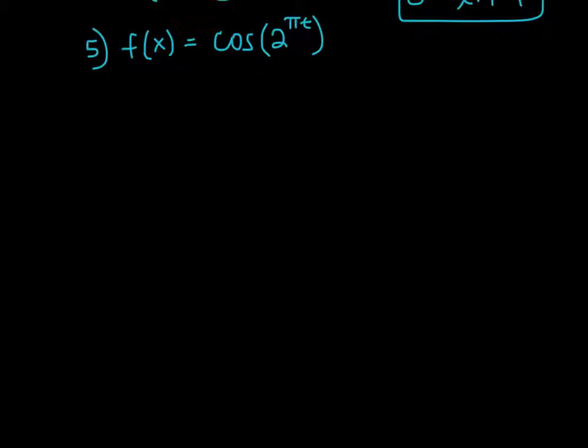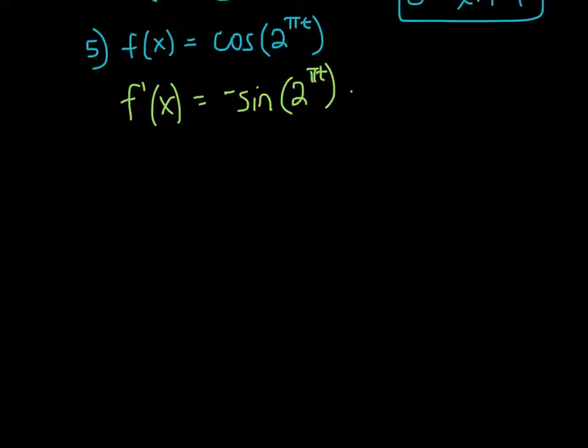Okay, the last of these kind of simpler examples that we're going to do is asking us to find the derivative of f of x equals cos of 2 to the pi t. So, all right, this time our exponential is buried within the angle of the cos function. And so we're going to go ahead and follow our chain rule when we have a trig function. We're going to take the derivative of cosine, which is, of course, negative sine. We're going to keep the angle, 2 to the pi t.